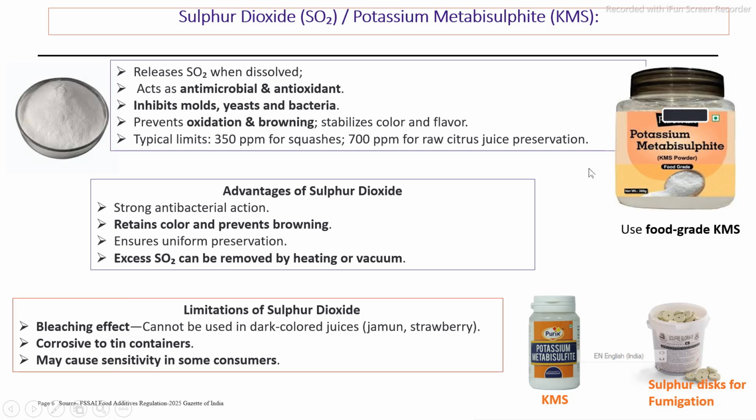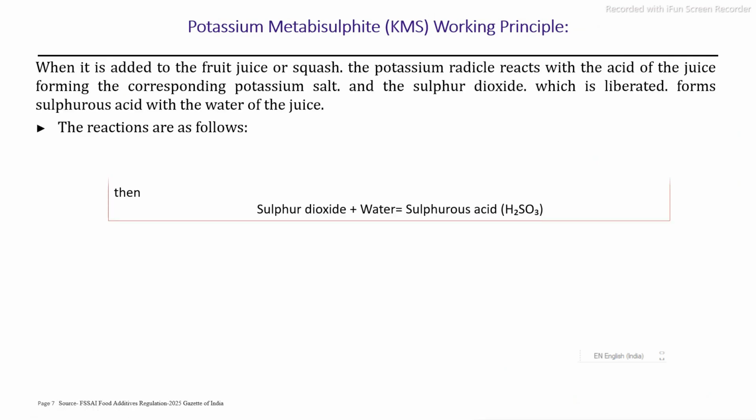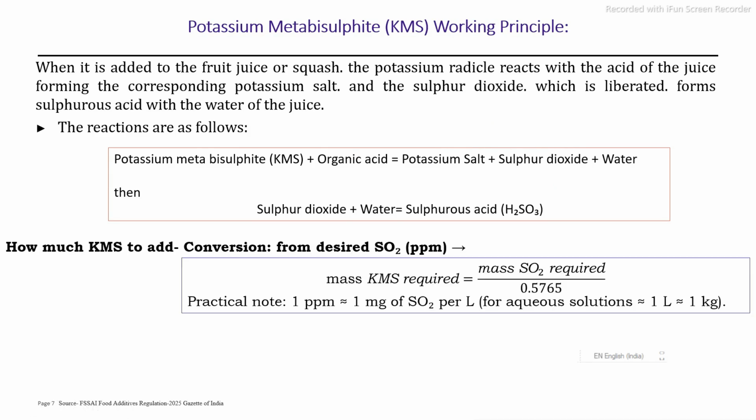When we add it into the product, potassium metabisulfite, in the presence of organic acids and water, reacts and produces sulfur dioxide gas, and this sulfur dioxide gas acts as the antimicrobial agent. Then the calculation part is very important for the addition of potassium metabisulfite. How much KMS is required to be added to the product in order to get the desired quantity of SO2 in the final product?